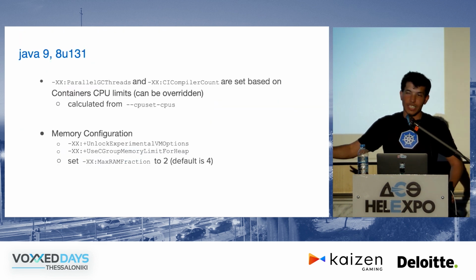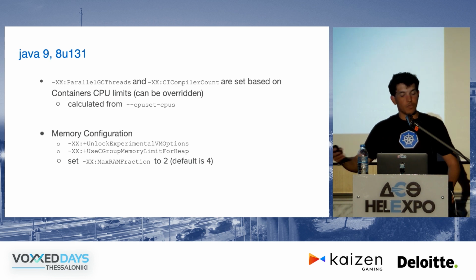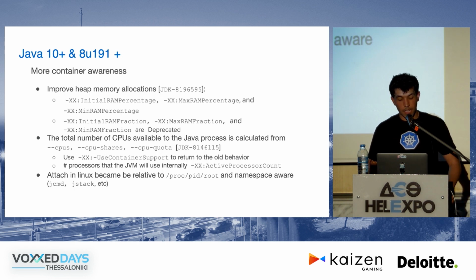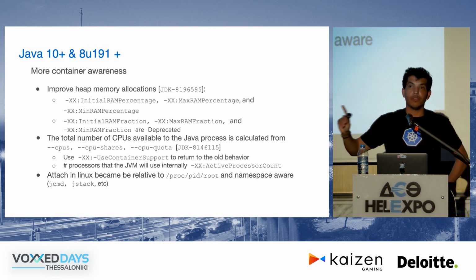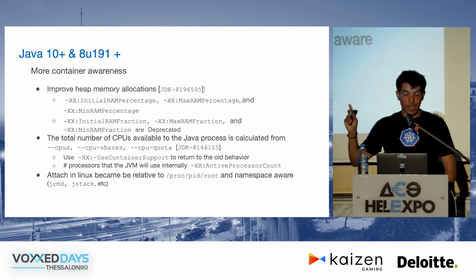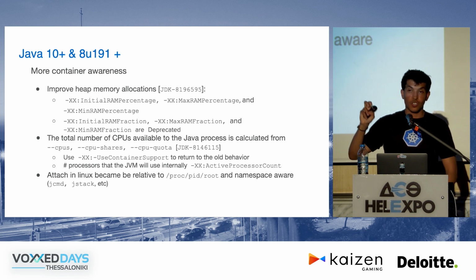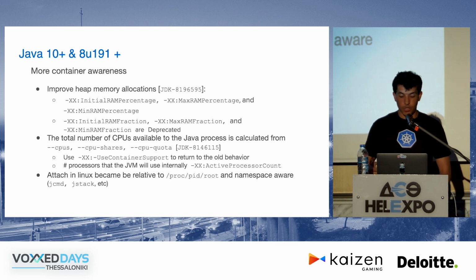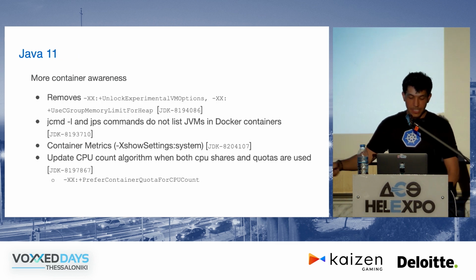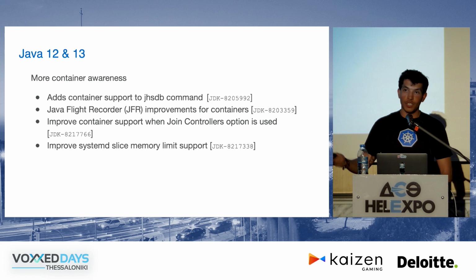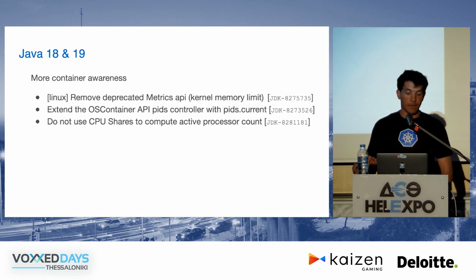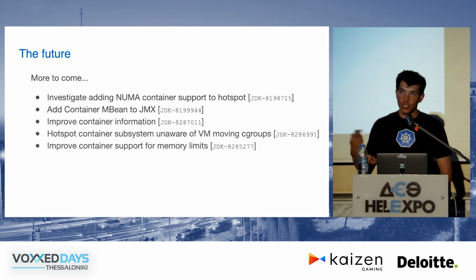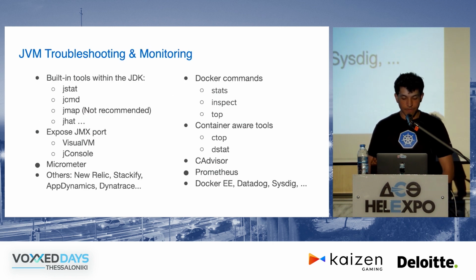In Java 9, we started having experimental options to provide support for the JVM in containers. Java 9, this is when the real stuff happened. Those are the options that enable more fine-grained control over the memory and CPU you're going to use. Over the years, over the Java versions, we started adding a lot of options to make the JVM more container aware, and we're still working on that.